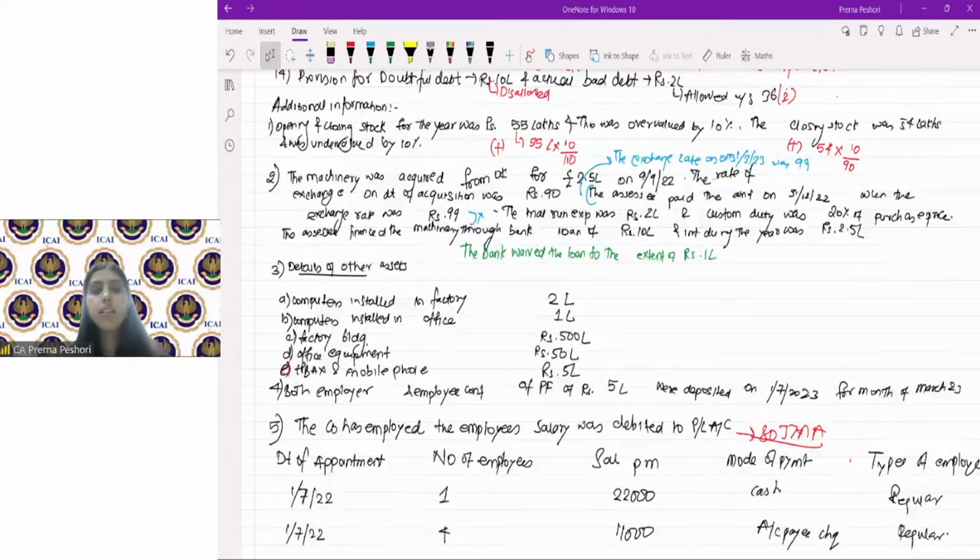Yes. So additional depreciation, you will get it on the computer installed in the factory. Are we clear? So there will be the additional depreciation as well. So this is 40% plus additional depreciation 20%. This is again 40%. How about factory building? What is the rate of depreciation?